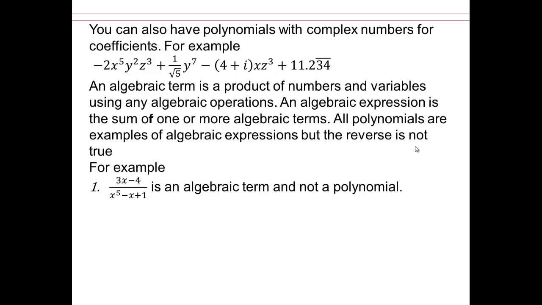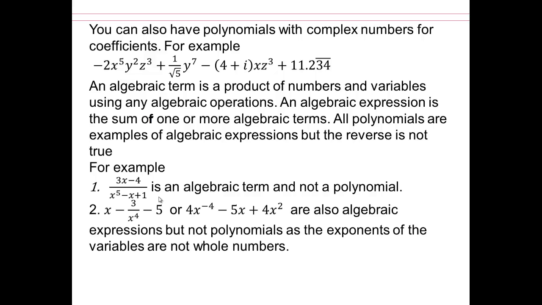So here's some examples. This is an example of an algebraic term because we have a numerator and we have a denominator. Such a term is actually called a rational expression. It's not a polynomial because the variable appears in the denominator. And here are two examples of algebraic expressions that are not polynomials. You can see here we have a variable term in the denominator.